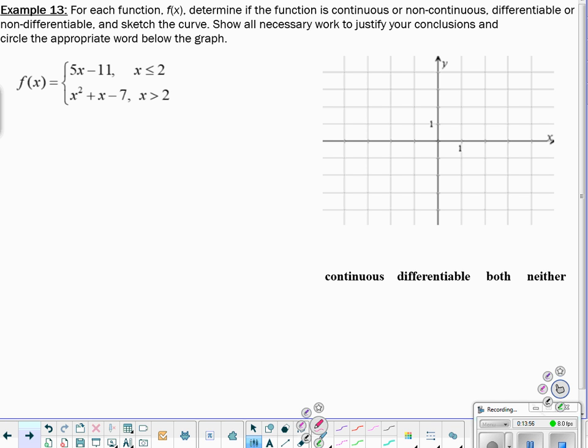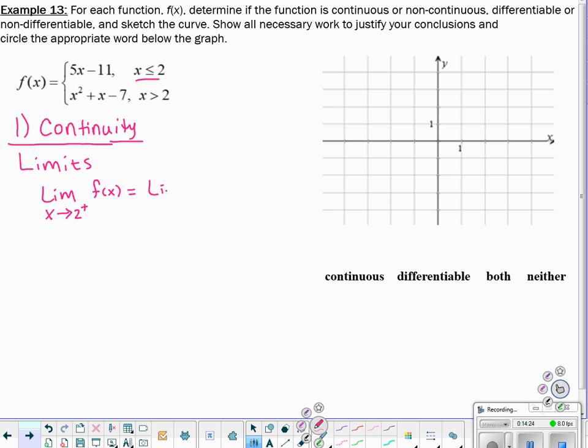This problem here asks you to determine whether it's continuous or non-continuous, and then it asks about differentiability. So we're going to do two steps. One, we're going to check for continuity first. How do I check for continuity? I use limits. I'm going to check the limit from the left. I'm going to start with the left because that's what's showing on my first piecewise.